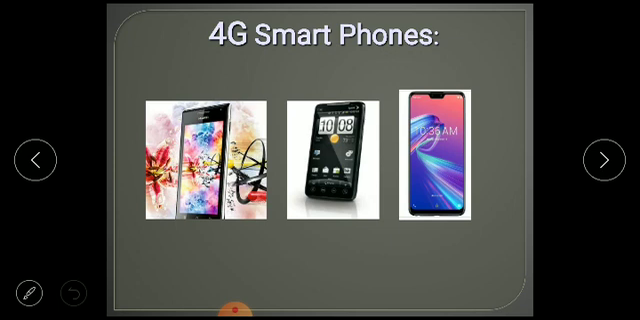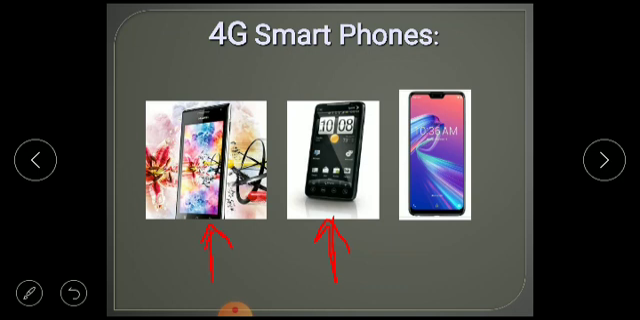And 4G smartphones. One of the applications of 4G technology is 4G smartphones. The first 4G smartphone in the world is from HTC, which I am pointing to now, which was introduced in the United States. And in India, the first 4G phone was introduced by Huawei Technologies.